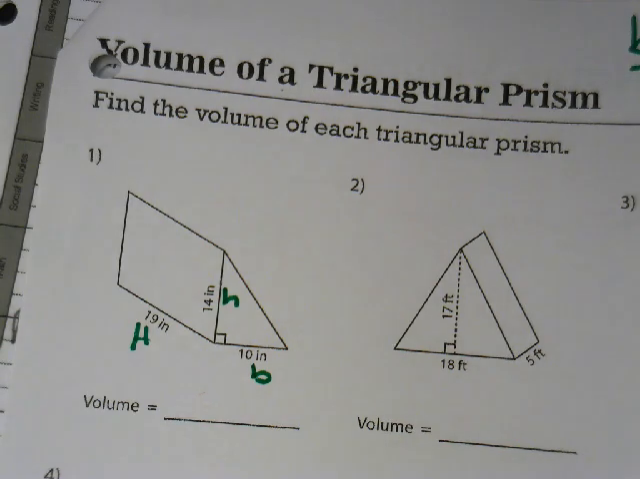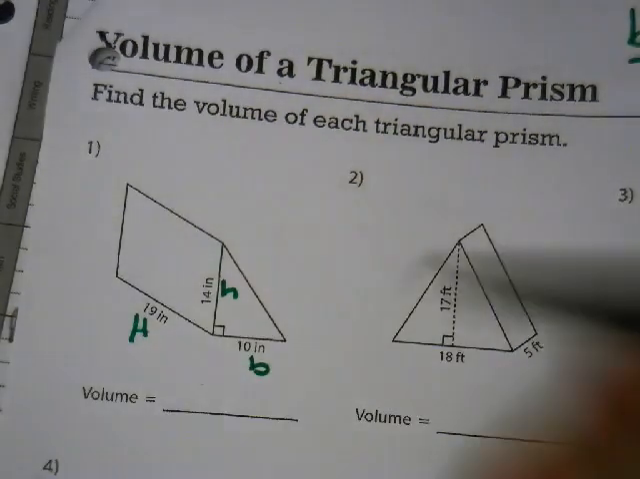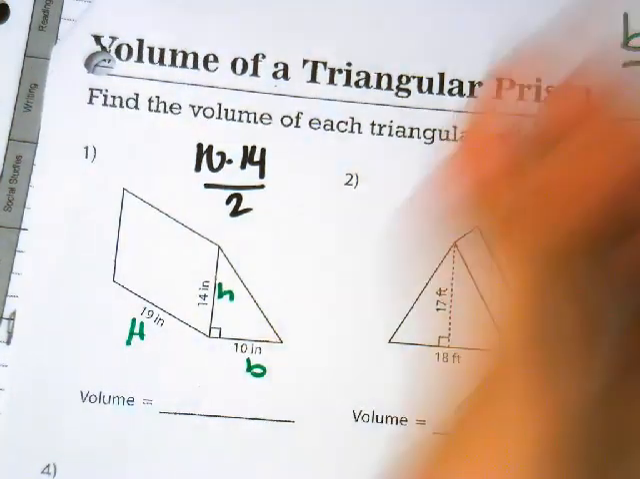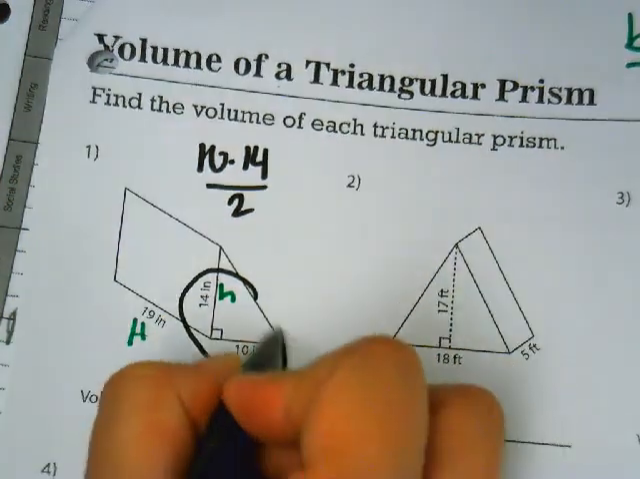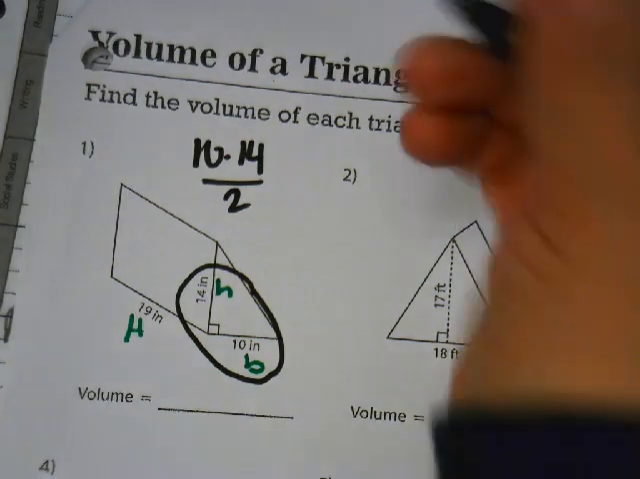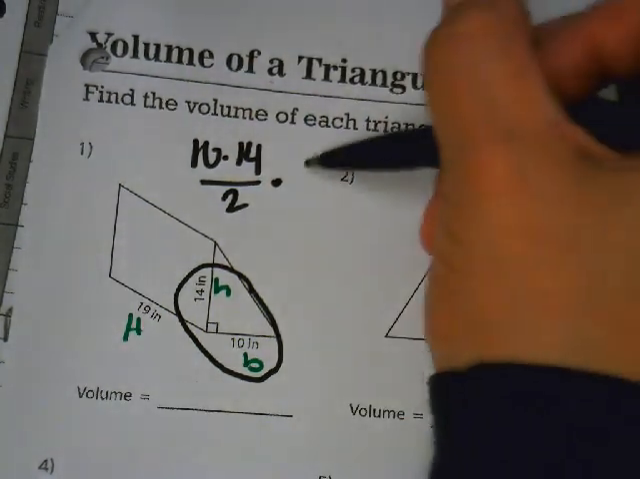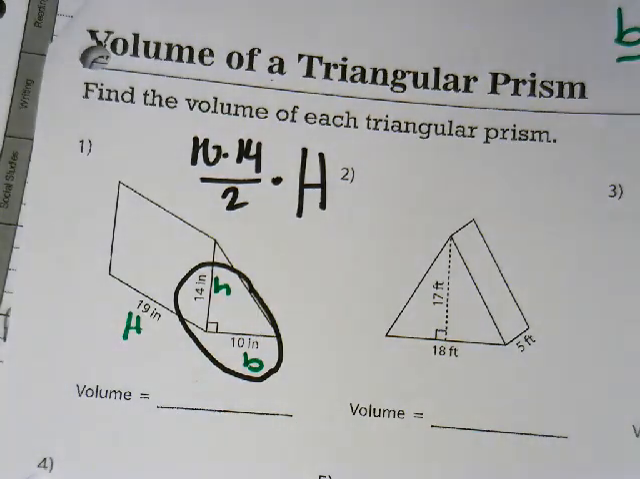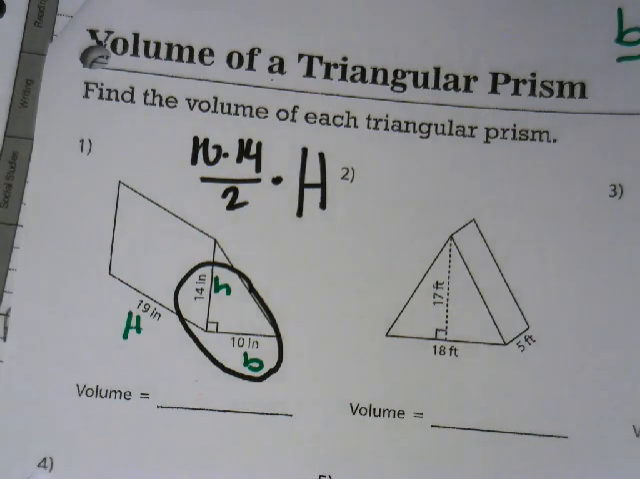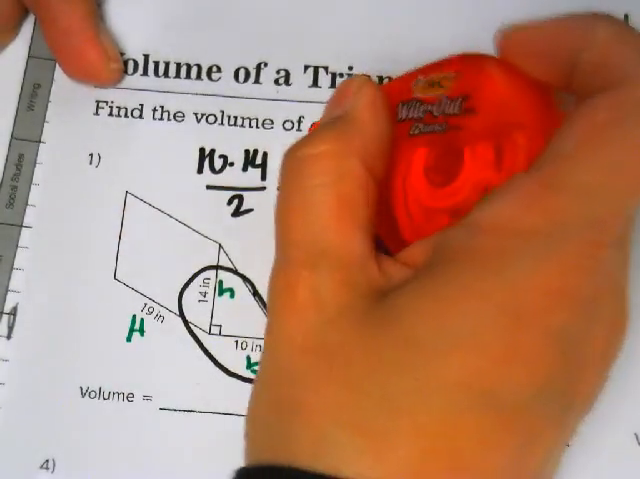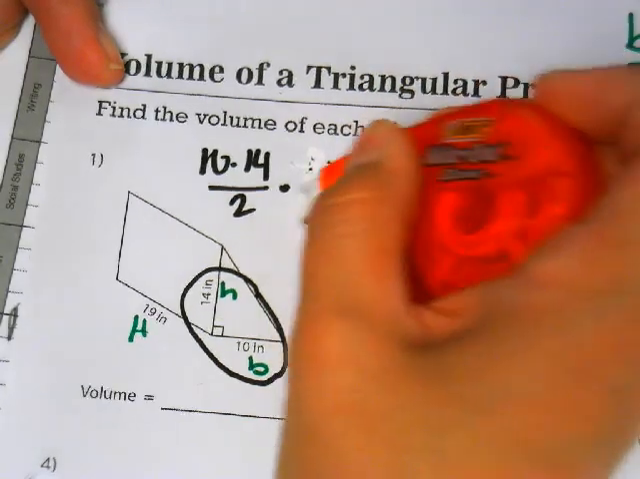Okay, so let's plug it in. This is the work I want to see: 10 times 14 divided by 2. So the two numbers attached to the triangle, then divide by 2, then you're going to multiply by your big height. Oh, wait, no. I wasn't supposed to write the H. I was supposed to write the number. What number goes with the big H? Yeah, so this is supposed to be 19. Wow, my whiteout is fabulous.